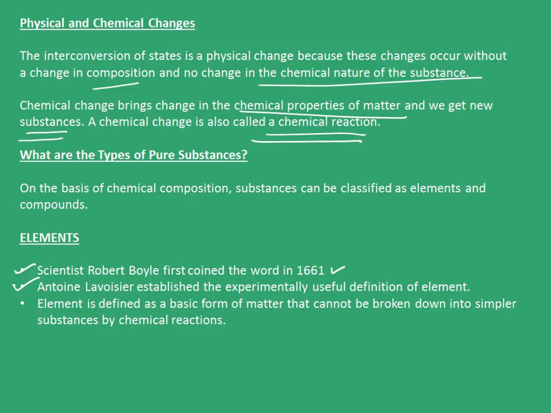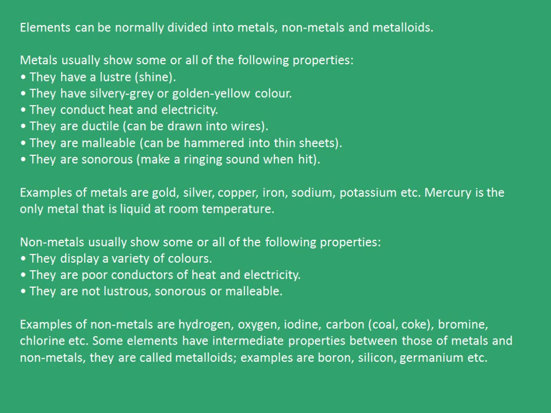The definition of element is a basic form of matter that cannot be broken down into simpler substances by chemical reactions. Elements can normally be divided into metals, nonmetals, and metalloids. Metals usually show some or all the following properties. They have a luster, that is, they shine. They have silvery gray or golden yellow color.